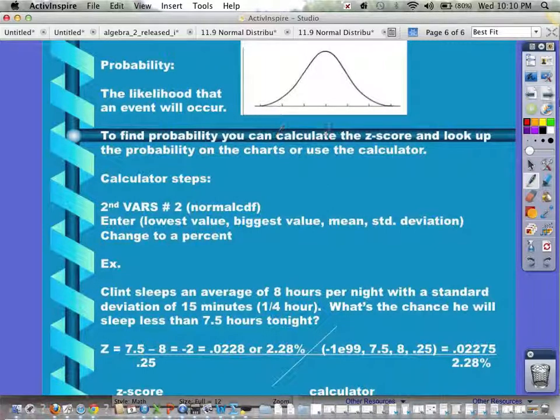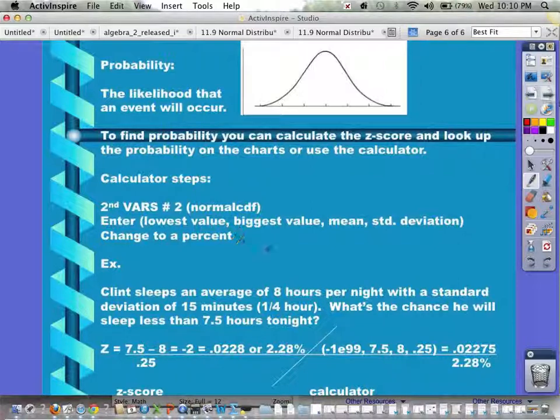To find probability, you can calculate the z-score like we just did, look up the probability on the charts, or you can use a calculator. So before we used the charts on the z-scores, now we can do it with a calculator. All right, so this will mean you have to have a TI-83 or an 84, and you would go to second, bars, number 2, and that would be normal CDF. You're going to enter the lowest value, then the biggest value, your mean, and then your standard deviation. There will be commas in between these, just like I've got it here, and it will be in parentheses. And then when you get that answer, you change to a percent.